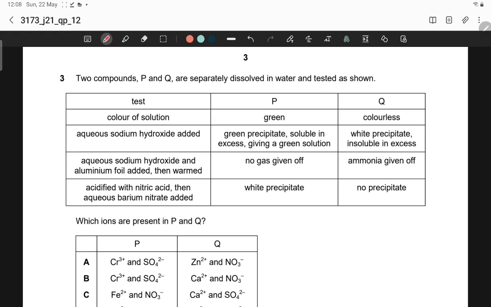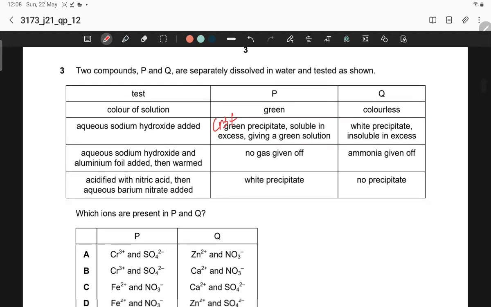Question number 3. Two compounds P and Q are separately dissolved in water and tested as shown. Test one: the color of the solution is green for P and colorless for Q. Aqueous sodium hydroxide is added: a green precipitate soluble in excess giving a green solution, this is for chromium, and a white precipitate insoluble in excess, this is for Q.